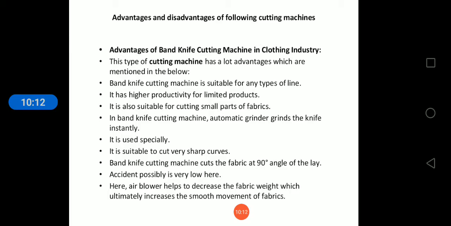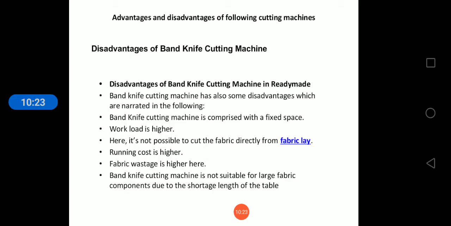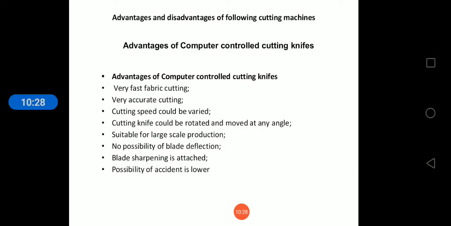And the band knife advantage in clothing industry is that it is specially used for curved shapes, collars, cuffs, and parts with 90 degree angles. And disadvantages: it cuts directly through fabric layers and the running cost is very high.